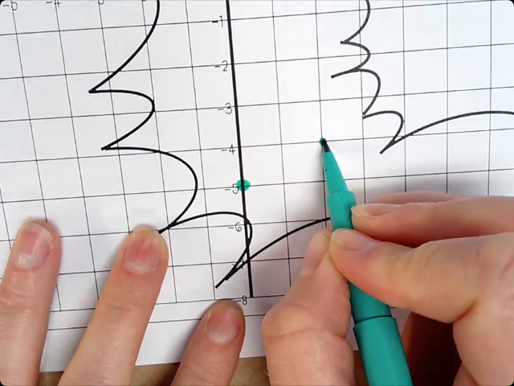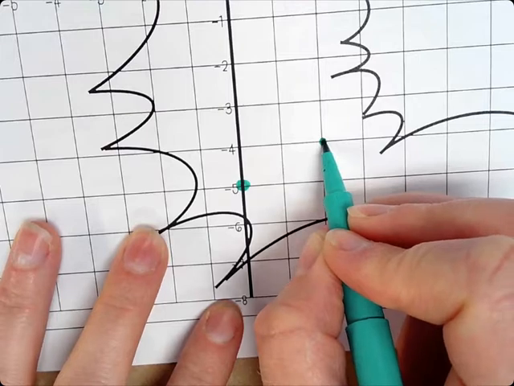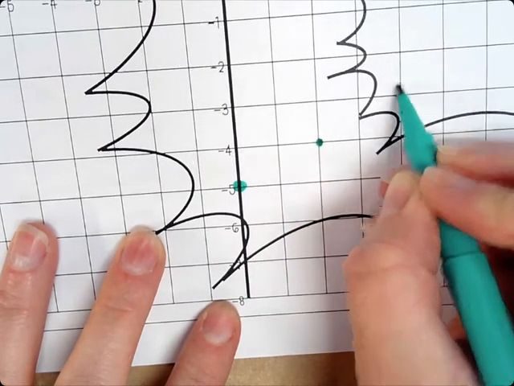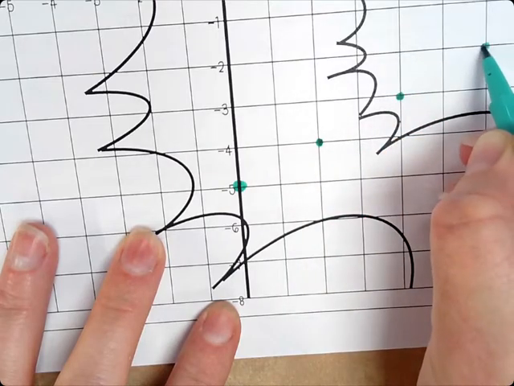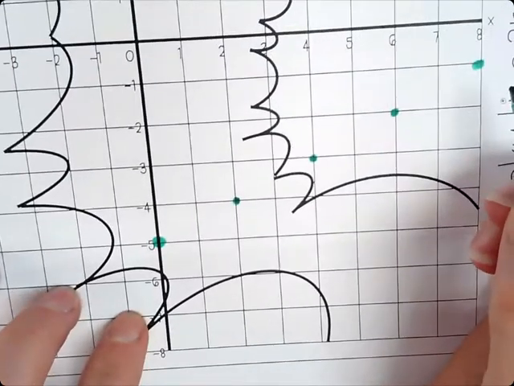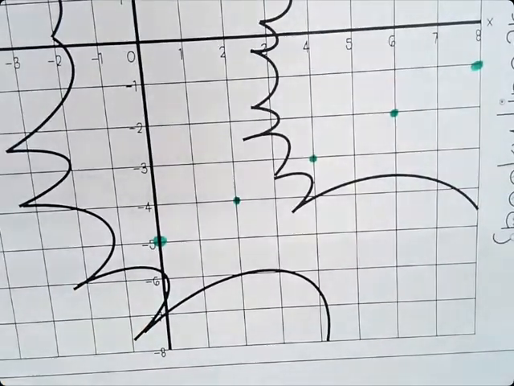And we're going to extend this line across the whole graph. So we're going to keep on doing that same stair step. Rise 1, run 2. Rise 1, run 2. Rise 1, run 2. See how they're all in a straight line? That's how they should be because we're talking about lines, linear equations.